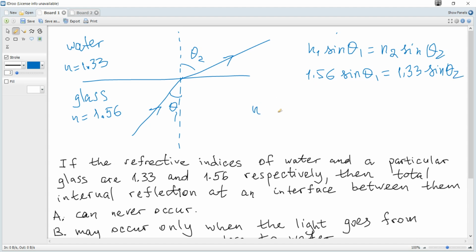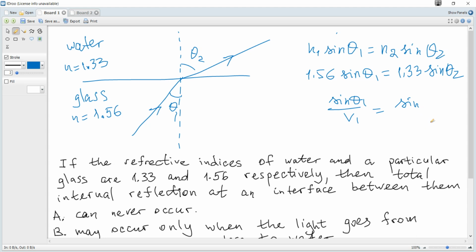And what is n? By definition, it's the speed of light in vacuum, 3 times 10 to the power 8, divided by the speed of light in a medium. For example, for water, v is c over 1.33, and it means that the speed of light in water is 1.33 times less than in vacuum. Also, this Snell's law equation can be rewritten in terms of the speed of light in the medium, so it becomes sine of theta 1 over v1 is equal to sine of theta 2 over v2.